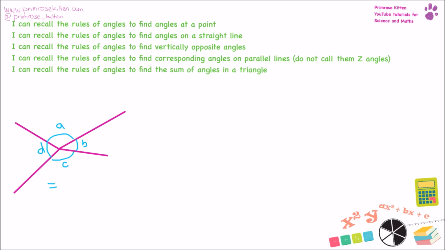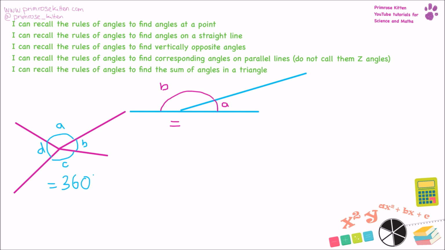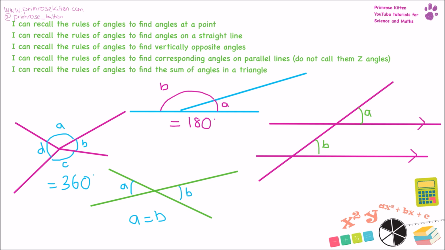If we have angles that all meet at a point, A plus B plus C plus D are going to equal 360. If they are on a straight line, A plus B is going to equal 180. If we have vertically opposite angles, they are equal. When we have parallel lines, our corresponding angles are equal.